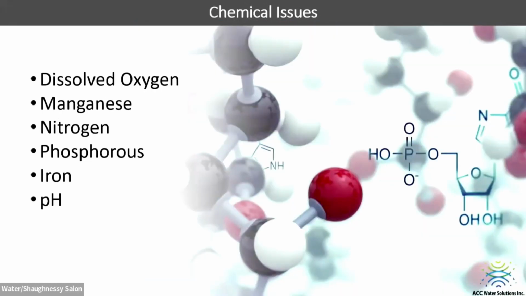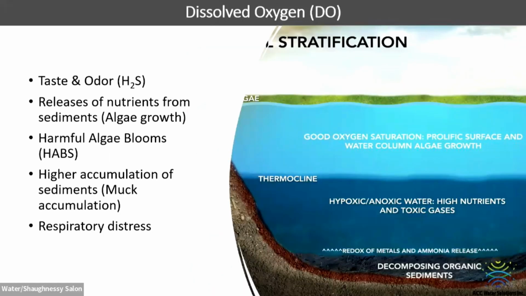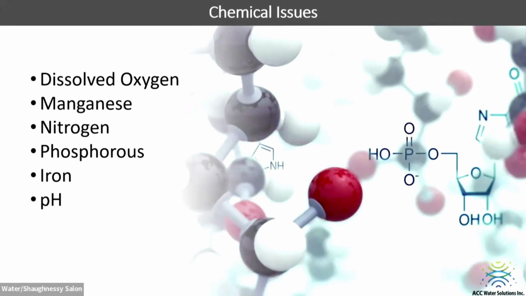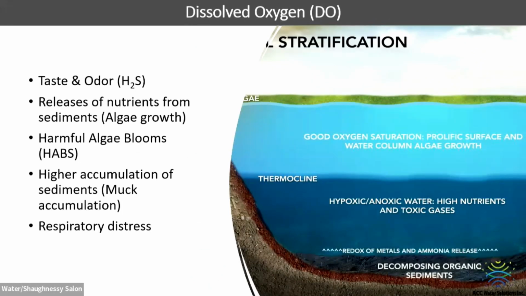Chemical issues: dissolved oxygen, manganese, nitrogen, phosphorus, iron, and pH. If we talk about dissolved oxygen, why is DO important in a water body? Why do we need to add more DO into the water body to maintain the water quality grade? Low DO can create taste and odor issues, release of nutrients from the sediments, which is directly related to algae growth, harm from algae blooms, HABs, higher accumulation of muck, and respiratory distress in fish and plants.